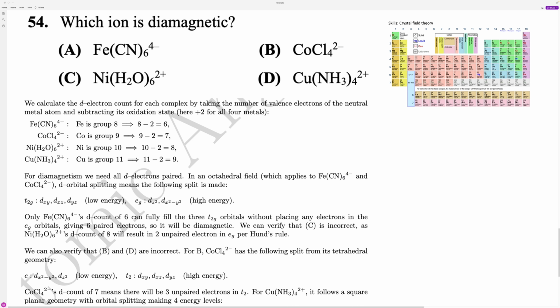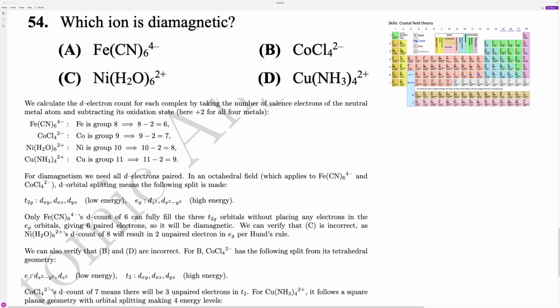I'll link some videos and other LibreTexts you can read to understand the topic a bit better, but I'm going to go through this as if you've at least heard of crystal field theory. I'll try to explain it as much as I can, but again, it'll be really hard to explain if you have absolutely no knowledge of crystal field theory, which you do need to know for USNCO.